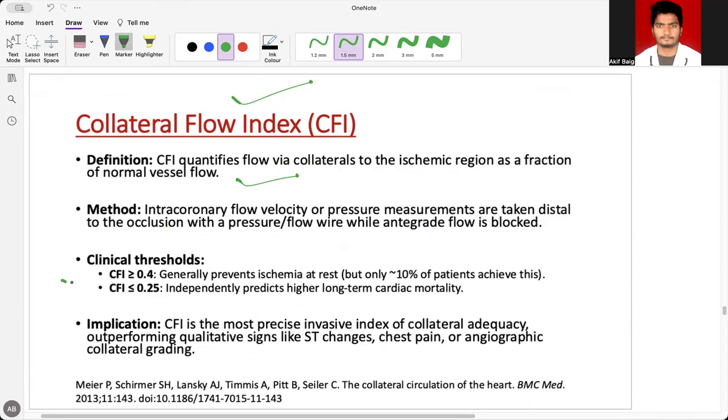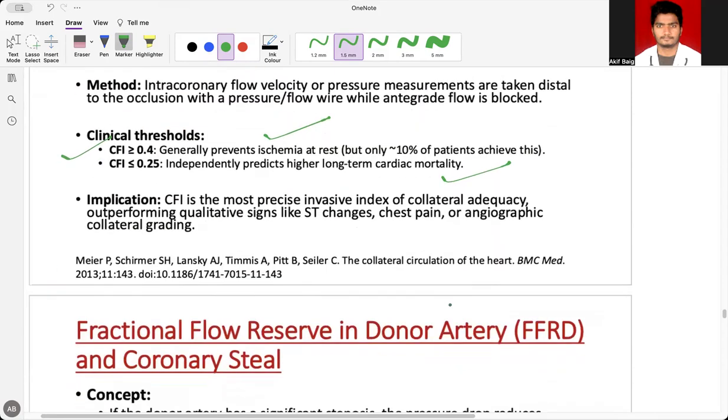If the CFI is more than 0.4, it generally prevents ischemia at rest. If it is less than 0.5, it independently predicts higher long-term cardiac mortality.